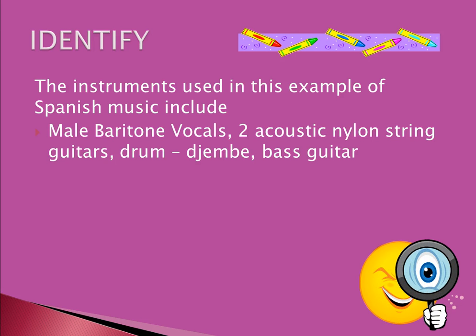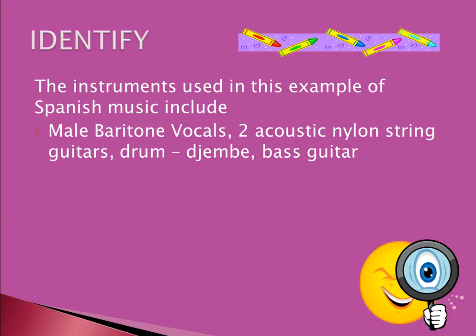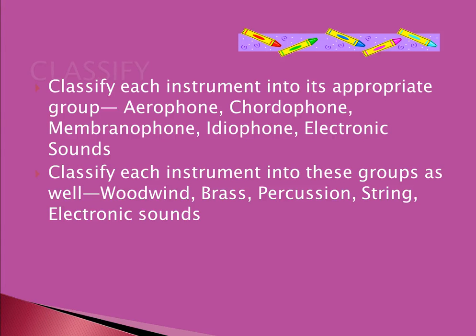Our topic sentence says, the instruments used in this example of Spanish music include male baritone vocals, 2 acoustic nylon string guitars, a drum, which is a djembe, and a bass guitar. Now there's actually some sort of clapping sound in there as well, which you could also write down, and it's very common in Spanish music.